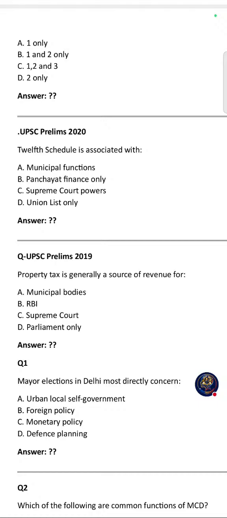12th schedule is associated with A. Municipal function, B. Panchayat finance only, C. Supreme Court powers, D. Union list only. What is the answer for this? 12th schedule is associated with municipal functions. Next.